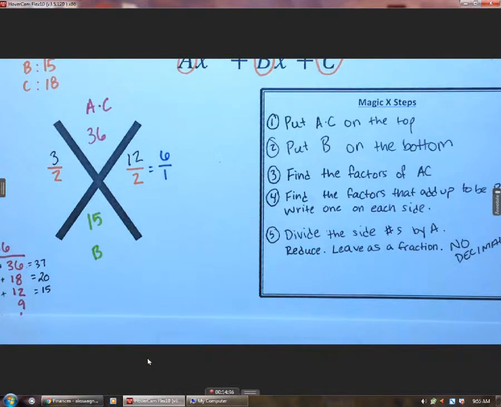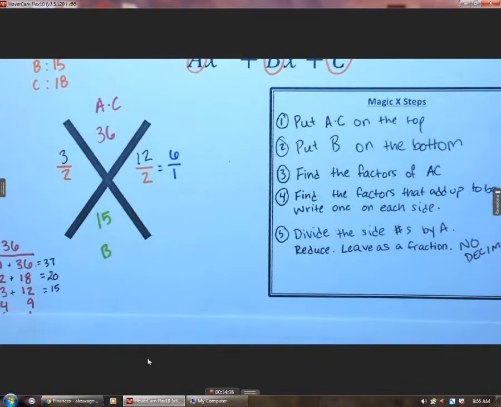That right there is the bulk of all the math that you're doing. Once you get to that step, you're in the home clear. You get to write your answer, and we're almost to the end.